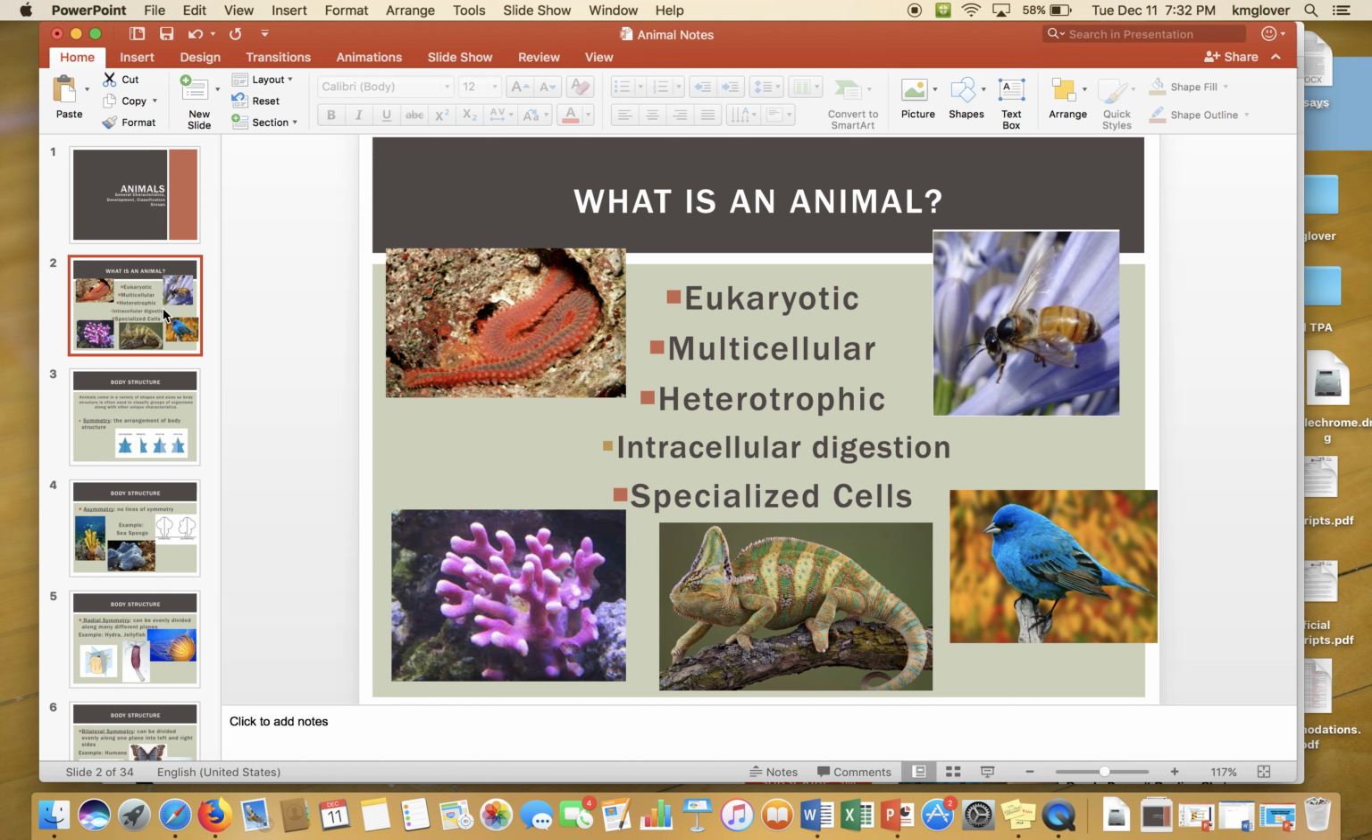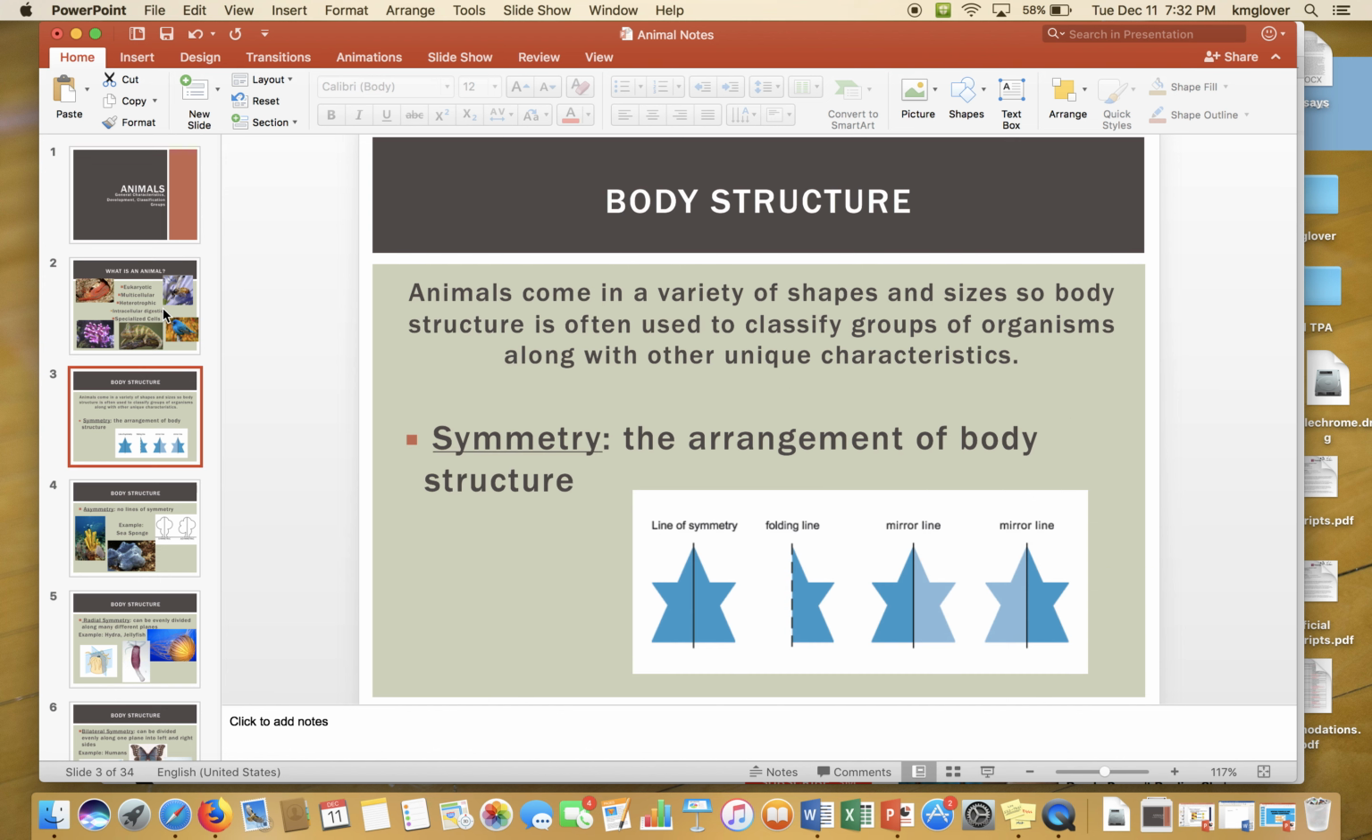All right, so you should now be to where it says body structure on your note sheet. For an animal, we come in a variety of shapes and sizes. You do not look the same as a butterfly. So we call the grouping symmetry, and you know what symmetry is. You learned this when you were hopefully in kindergarten, second grade, something like that. We have different types of symmetry, and symmetry just means I can cut you down the middle and I'm going to be the same on the left side as I am on the right side. So symmetry is the arrangement of our body structure.